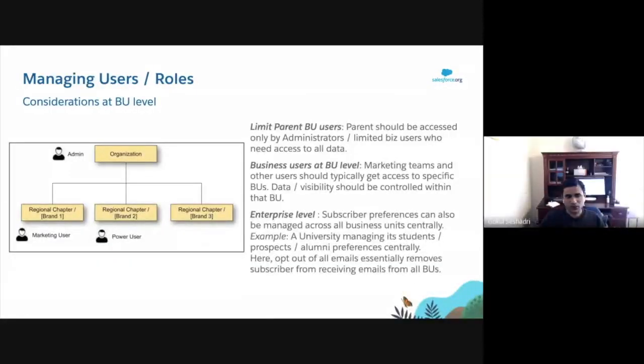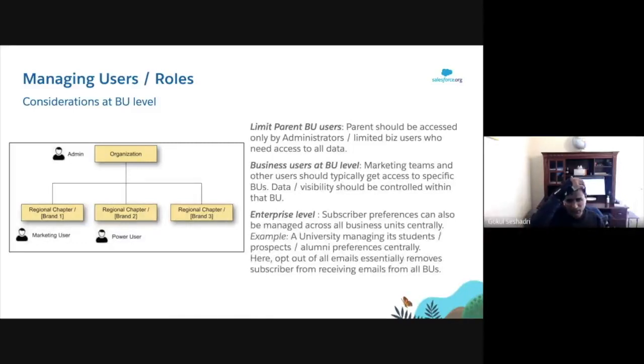The next one is about the user roles and how do we manage them. I had mentioned earlier that one of the advantages of business units is that we can have different segments of users at each business unit, and you can also have custom roles defined at the business unit level. Now, how should you distribute the users across these units is a big question. Typically, if you have adopted a parent and child hierarchy like this, you want to limit the number of users at the parent level.